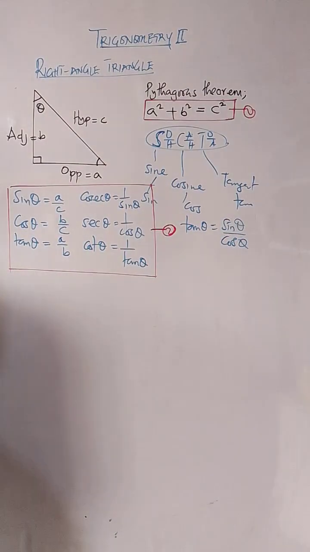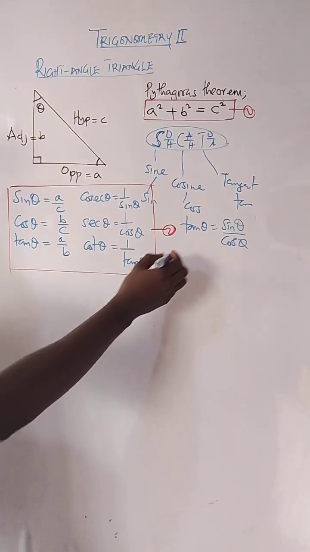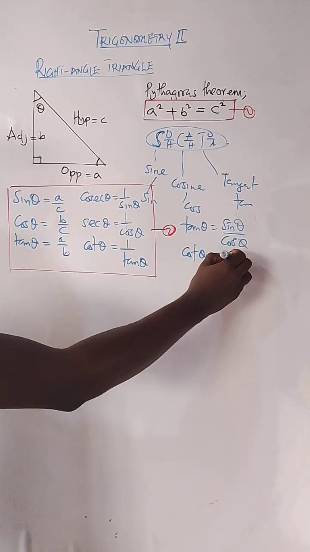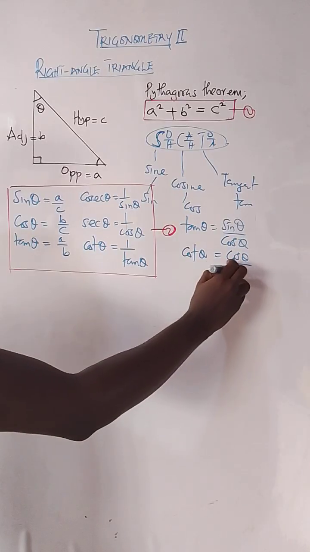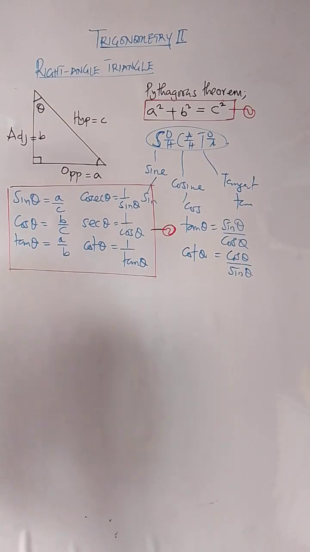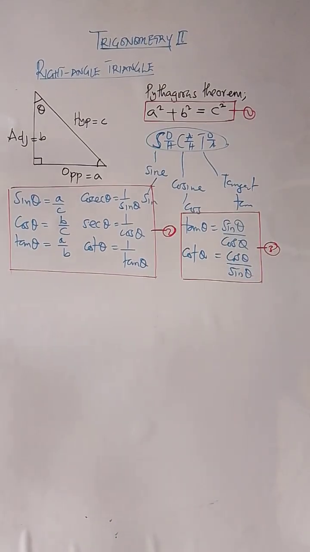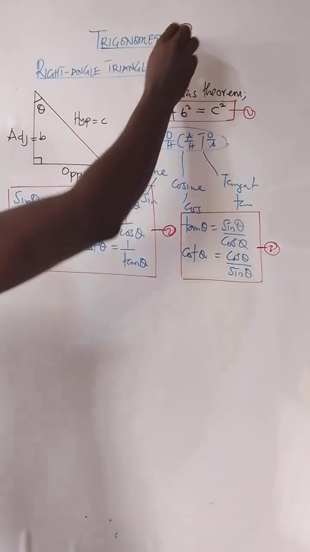Note this. Then what is cot? The inverse of tan. So from here it means cot theta is the inverse of this, which is going to be cos theta divided by sine theta. I'll take this as equation 3. Then after this we are good to go to start trig 2.